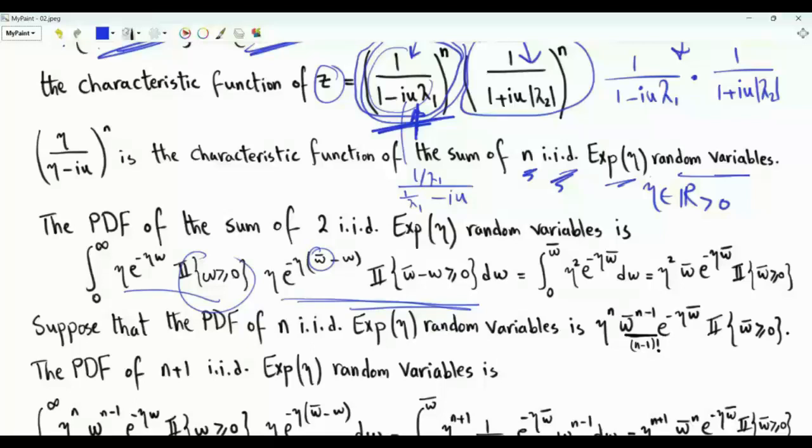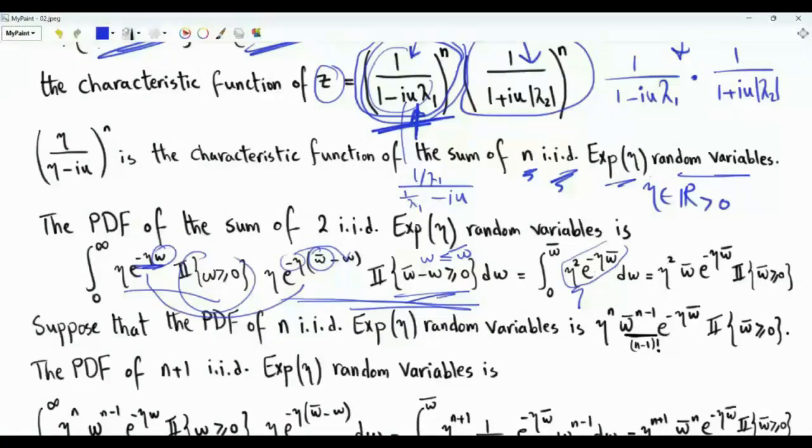This indicator tells us that w is greater than or equal to 0, not a surprise, because the exponential random variable is non-negative. And this other indicator tells us that w is less than or equal to w bar. We can remove the indicators and integrate from 0 to w bar. Eta times eta will give us eta squared. Then when we multiply the exponentials, the term with w will disappear, because here we have minus eta w, here we have minus eta times w bar minus w, and the remaining exponential is e to the minus eta w bar.